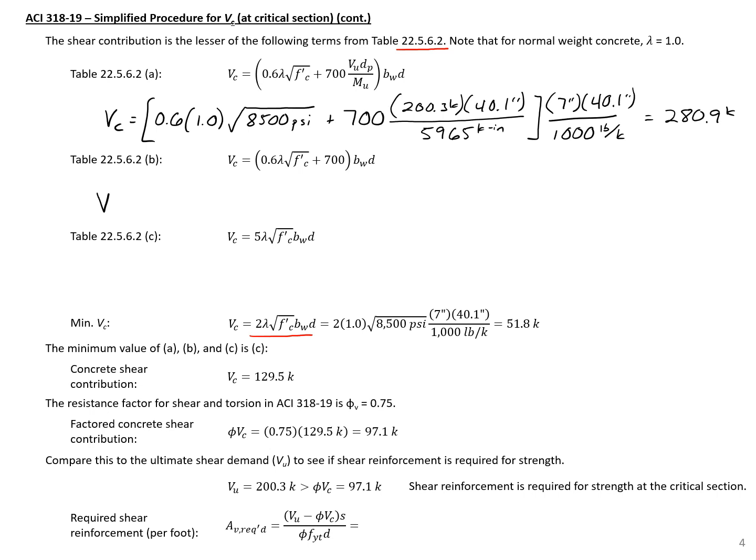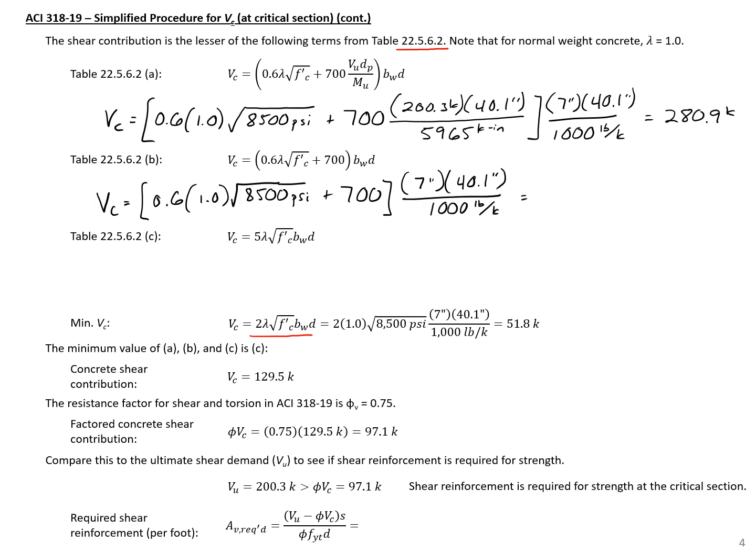We can then do the same with our equation B here. So our Vc here is equal to 0.6 times 1.0 times the square root of 8,500 psi plus 700 times 7 times 40.1, divided by 1,000 pounds per kip. And this will give us a value here of 212.2 kips.